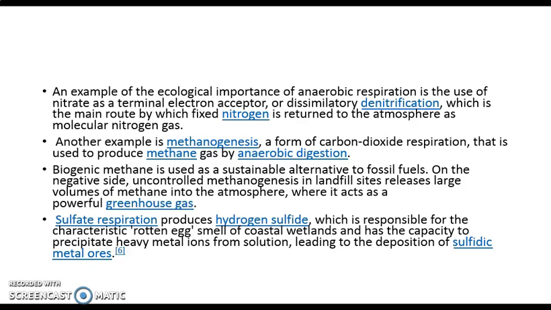Sulfate respiration produces hydrogen sulfide, which is responsible for the characteristic rotten egg smell of coastal wetlands. So, sulfate respiration results in the release of hydrogen sulfide gas. It has a foul, rotten egg smell, and it has the capacity to precipitate heavy metal ions from solution, leading to the deposition of sulfidic metal ores.